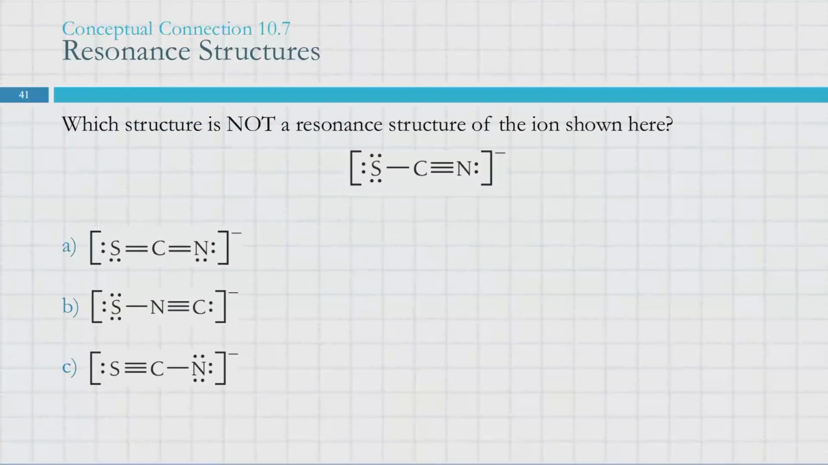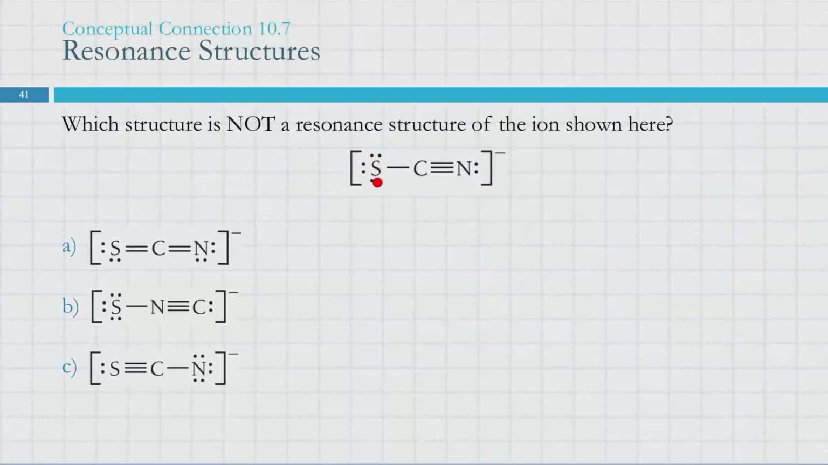And then a little tester for us. Which of these structures is not a resonance structure? So one of these is not a resonance structure of this thiocyanate ion. What are we moving around with resonance structures? What moves? Bonds, electrons move in resonance structures. So we can move electrons around.